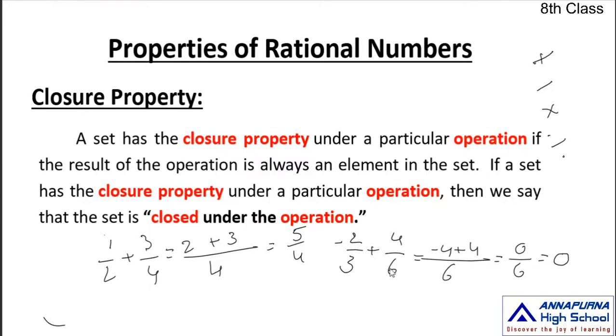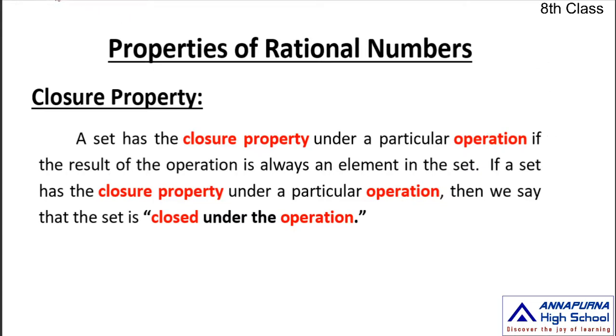So 0 is also a rational number. Minus 2 by 3 plus 4 by 6 is equal to 0. The sum of these two rational numbers is 0, and 0 is also a rational number. That means when you add one negative rational number and one positive rational number, the result is also a rational number. Here I am taking only two pairs of rational numbers, but it is satisfied by all rational numbers. Then can you say the collection of rational numbers is closed under addition? Let us verify. Yes, when you take any two rational numbers and add them, the result is a rational number. There is no doubt about that.